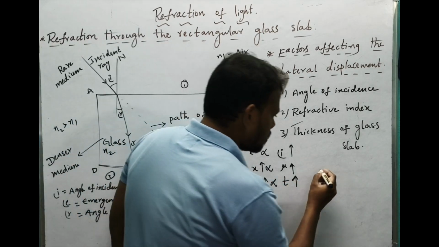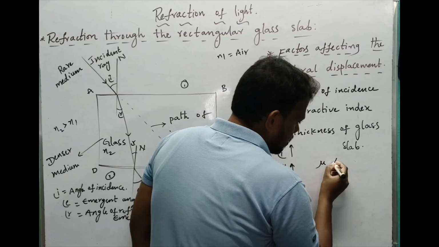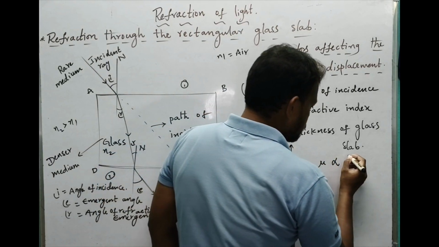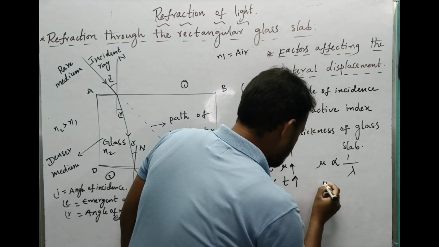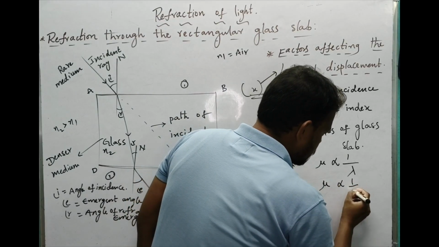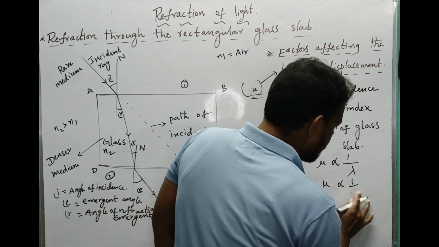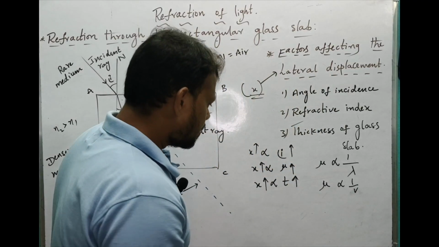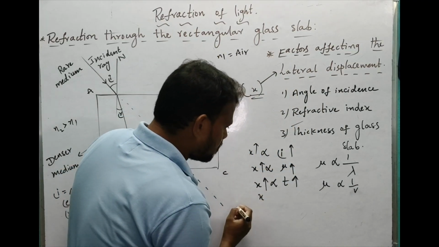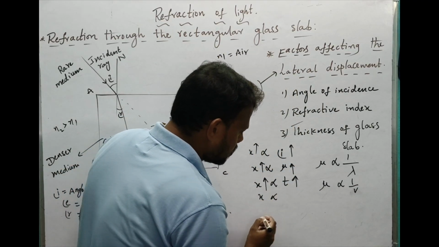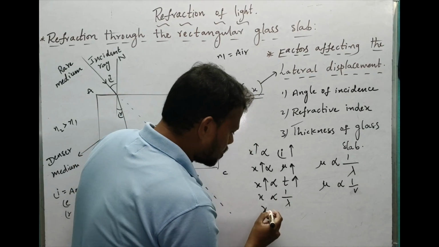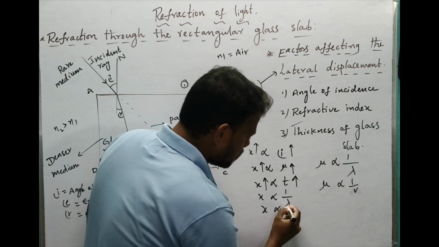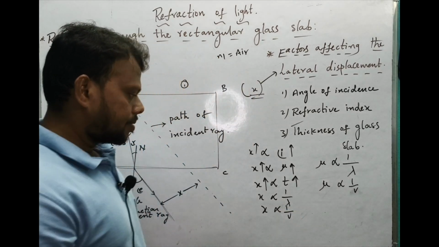There is one more factor here. The refractive index is inversely proportional to the wavelength of the light. The refractive index is inversely proportional to the speed of the light. Then this lateral displacement is inversely proportional to the wavelength of the light. Lateral displacement is inversely proportional to the speed of the light.